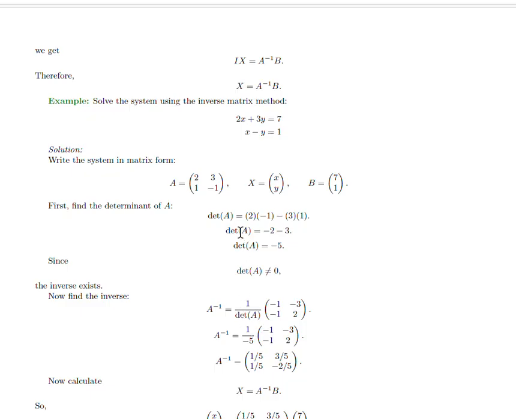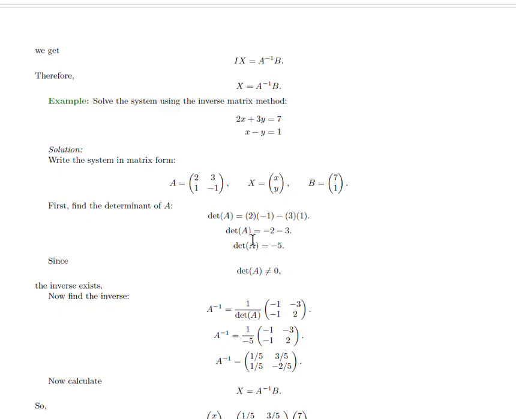So now, how do we find the determinant? For 2 by 2, you multiply the elements on the principal diagonal and subtract the product of the elements on the other diagonal. So that will be 2 times -1 minus 3 times 1. That gives us -5 at the end of the day. You have to be very careful with signs. And as you can see, -5 is not 0.